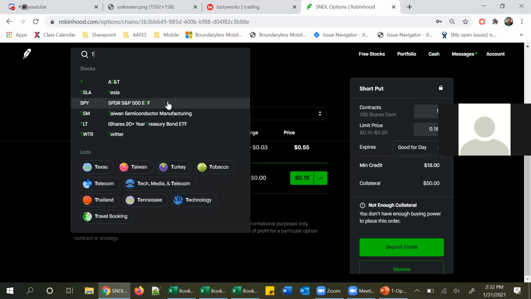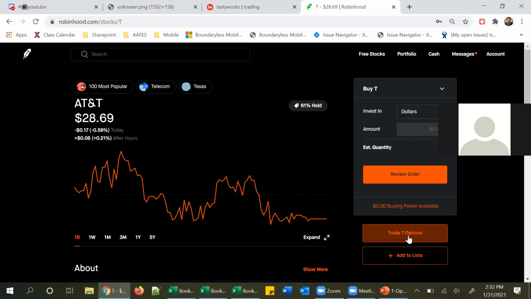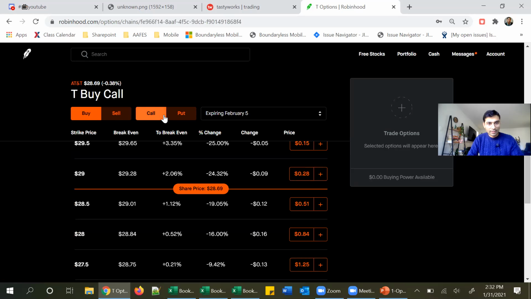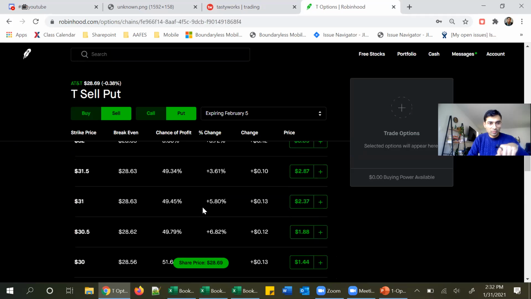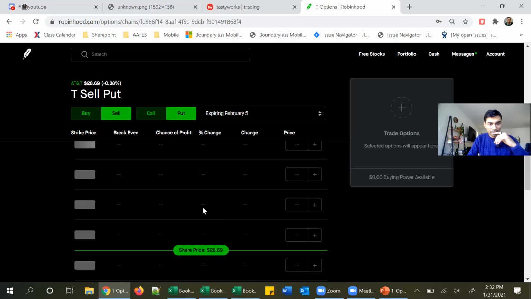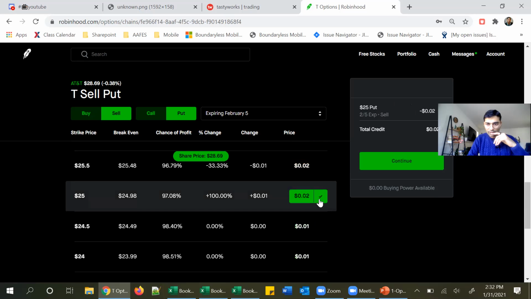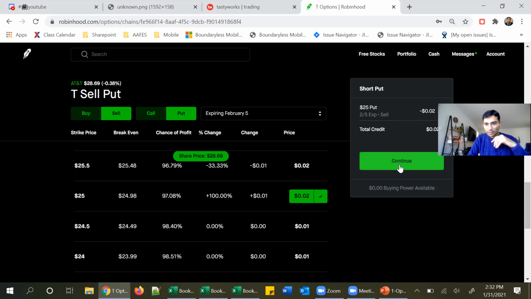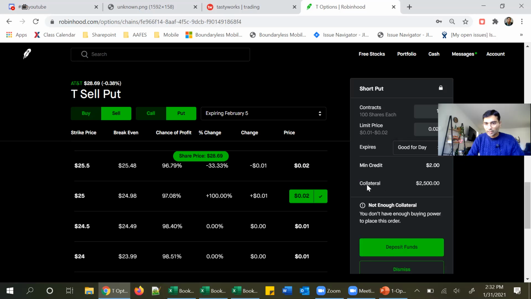Whereas Robinhood will ask collateral of $2,500, right? Let's see this one. Sell short put 25, one contract, let's say this is a credit. Collateral of $2,500, guys. I'm just showing you this is the advantage of having these brokers. You don't want to do sell put on Robinhood.